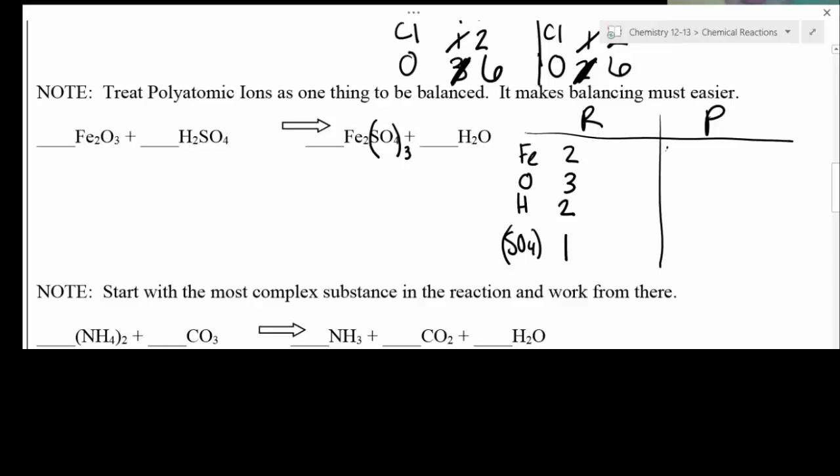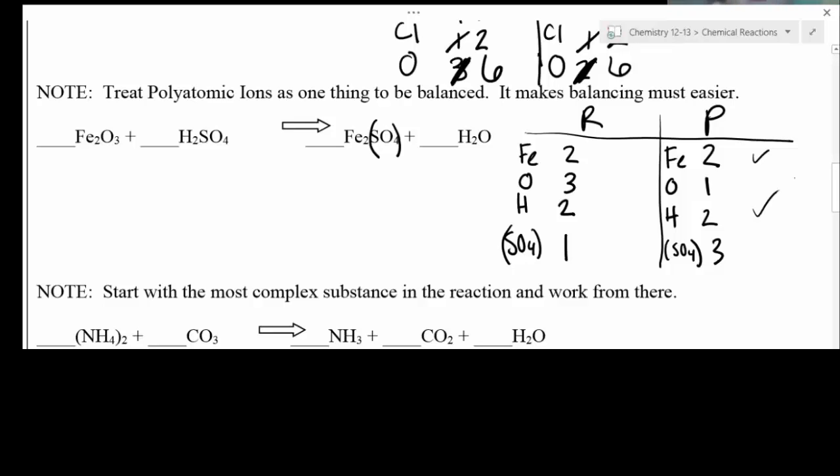Okay, on the other side, I should have the same elements in the same order. Okay, how many irons do I have? On this side, you can see I have 2 irons. I only have 1 oxygen that's in the water. I have 2 hydrogens in the water, and then I have 3 sulfates. So, right now, iron and hydrogen are balanced, but oxygen and sulfate aren't.